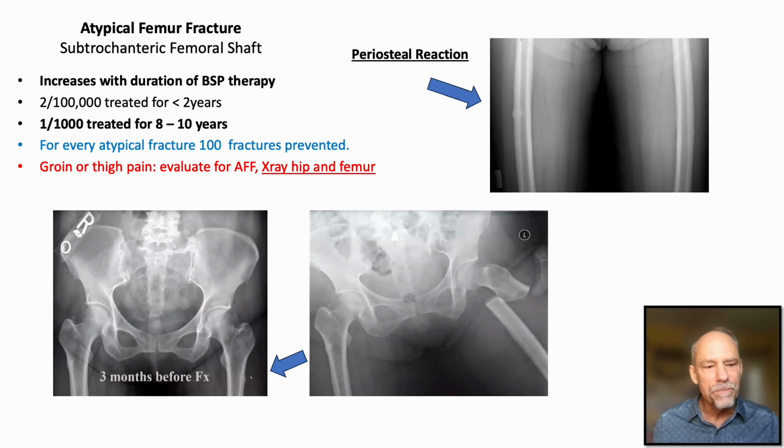So this again shows a periosteal reaction here. And it was 3 months before this fracture, this atypical femur fracture here. So this patient may have been complaining of pain in the hip or the knee or the buttocks or something like that. And that's the time to get the X-ray, because in this situation you can treat it. Sometimes we give an anabolic therapy. Sometimes they're even rodded as a preventive measure to decrease the likelihood of that.